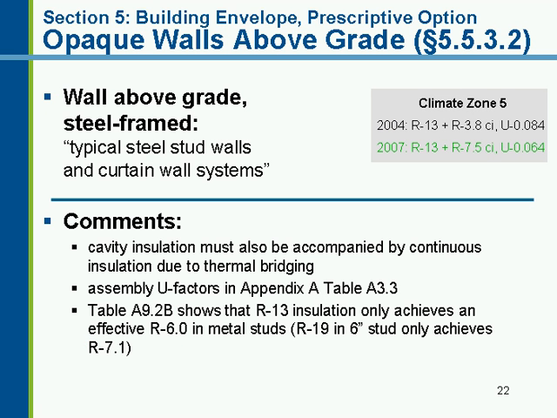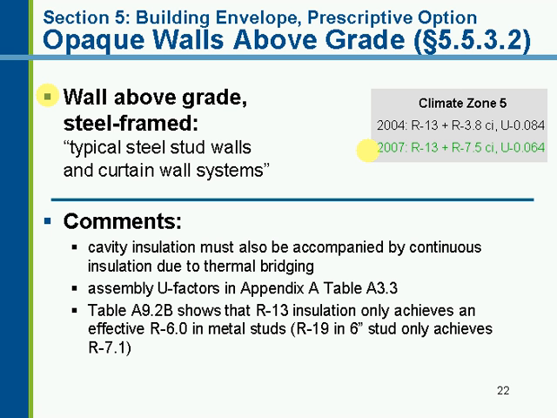The third wall above grade is a steel-framed wall, and this is the typical steel stud wall, but it also includes the portion of curtain wall system where you're insulating, say, behind the spandrel glass, and so it's not the vision portion of the spandrel system. The insulation requirements here for climate zone 5 bumped up in 2007 to be R13 cavity insulation plus R7.5 continuous insulation. So this means you'd have, say, a 3.5 or 4-inch stud, or a Z-channel, and then 1.5 or 2 inches of continuous insulation over that metal stud to break the thermal bridging.